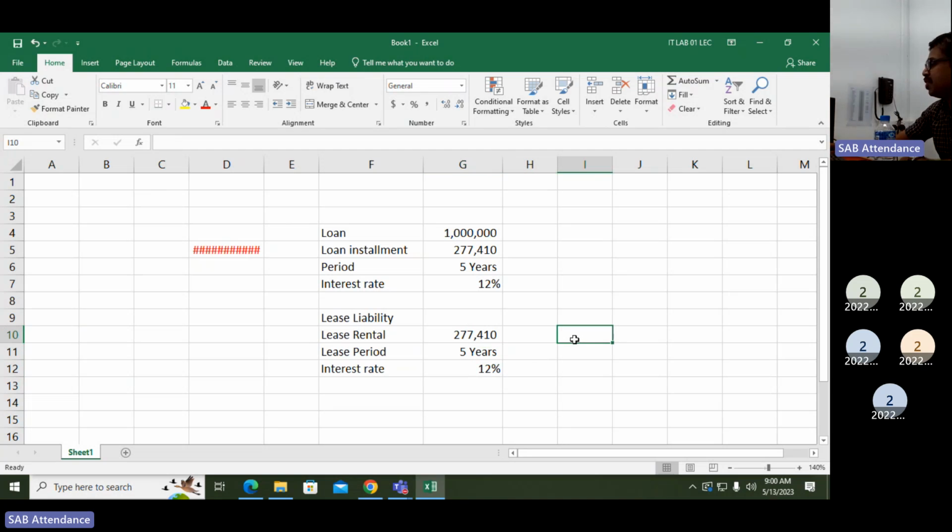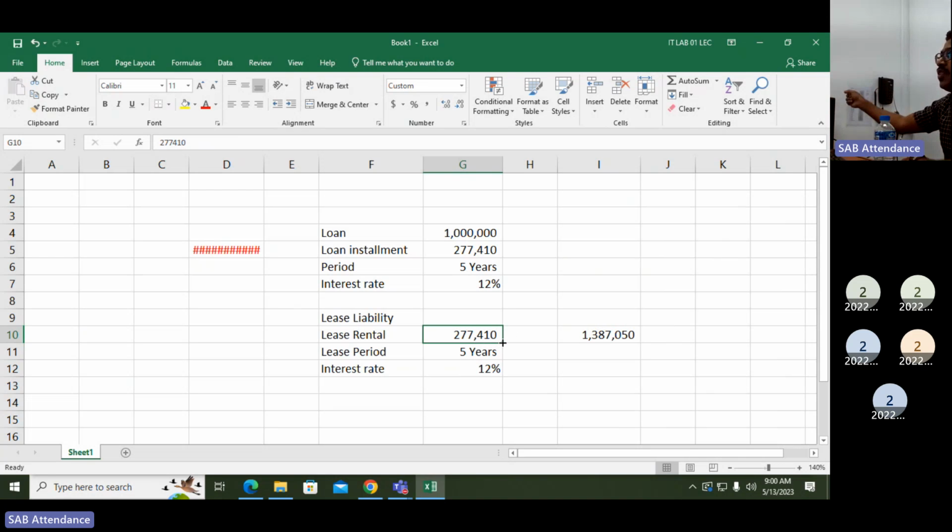Your liability should not be this multiplied by 5, because that is the total amount you are going to pay under the lease agreement, which includes the interest, same as the loan. So you have to take the present value of all these lease payments. 277,410 paid after 1 year, you take the present value. Another installment after 2 years, you take the present value of that. Likewise, when you take the present value over the 5-year lease rental period, that will be exactly 1 million. Now this is your lease liability.